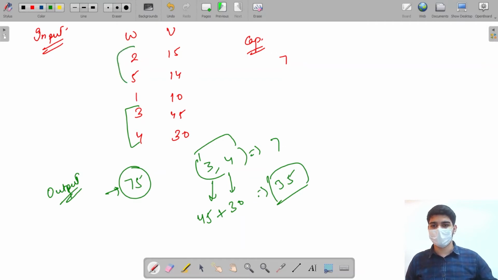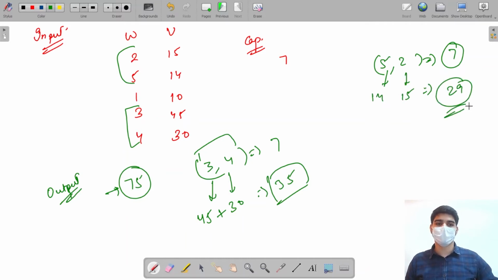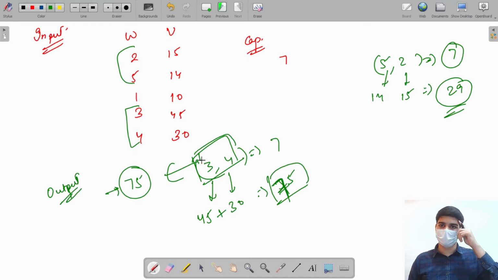If we take the first two elements, which have weight 5 and 2, if we add them both up, we get 7, right? So this also satisfies. But if we look at the values that they provide, it's 14 and 15. That is a total of 29. So the value that they generate is just 29, right? But in this case, it's 75. Hence, this is the set that has maximum value, okay?